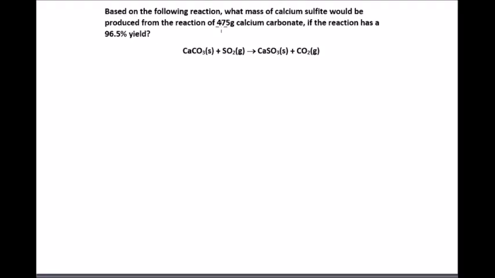So once again, we know when we do our calculations, they give us theoretical yield. So anytime you're given this percent yield, that means they want actual yield, and so you can't just stop with the stoichiometric calculation. I can show you here how that works.